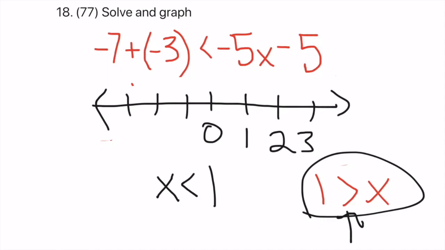Okay, so it's going to be an open circle around 1. And notice that the inequality sign is pointing to the left. That kind of helps you know that you're drawing your arrow to the left. But also, if you just think about it, all the numbers that are less than 1 will solve this inequality. So this way is all the numbers that are less than 1.